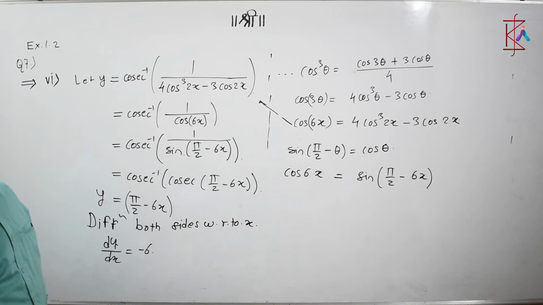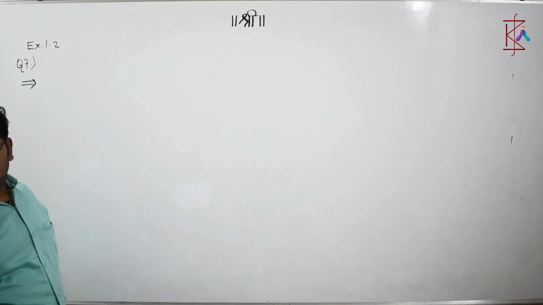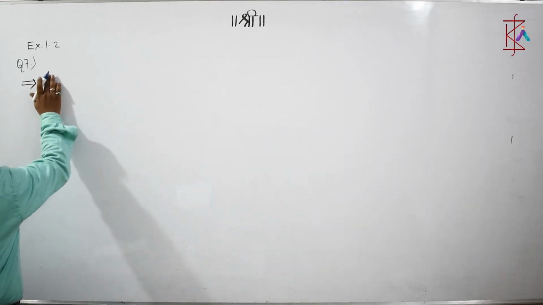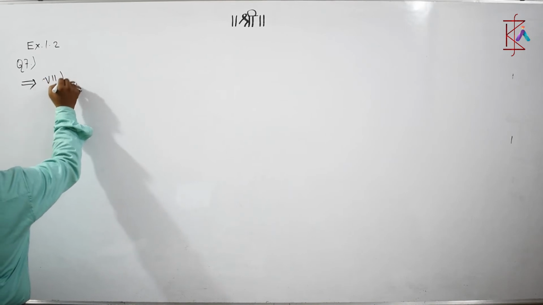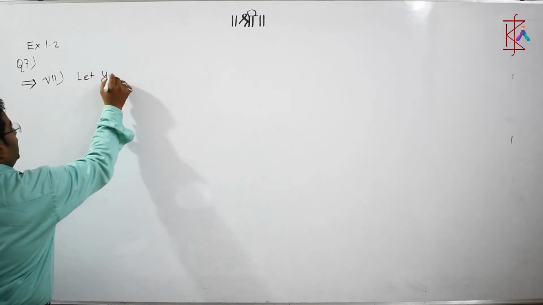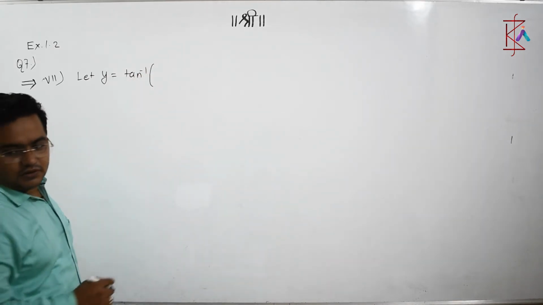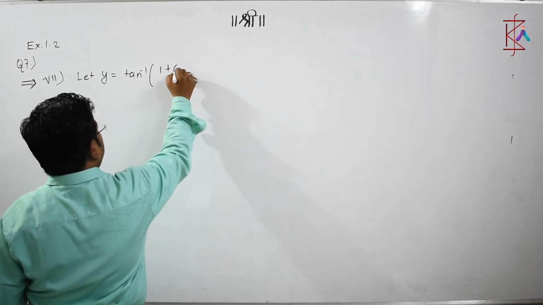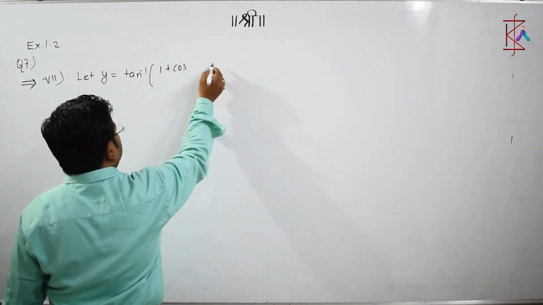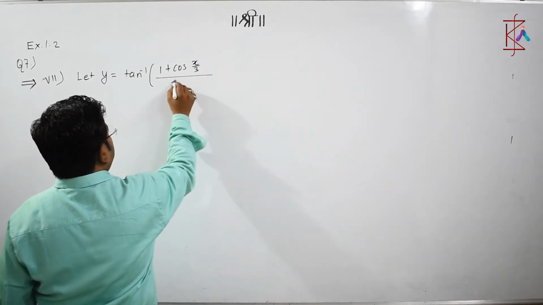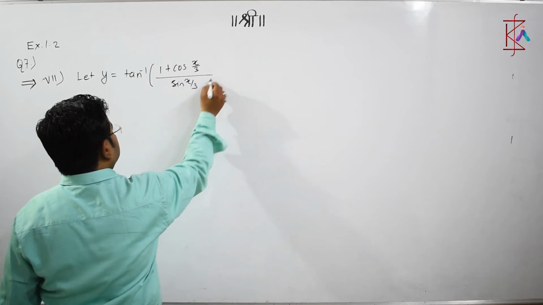Now let's move to further questions. The next question is again quite interesting. Within this question we need to apply many different formulas. Question number 7 of 7: let y is equal to tan inverse of (1 plus cos x by 3) divided by sin x by 3.